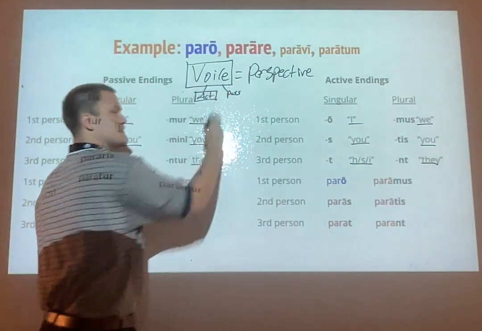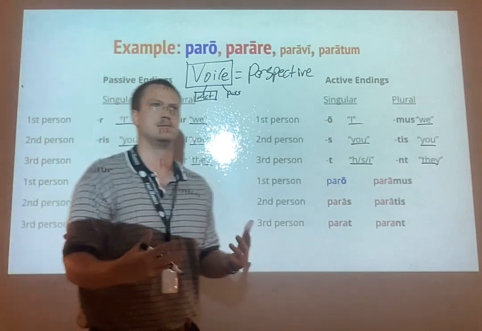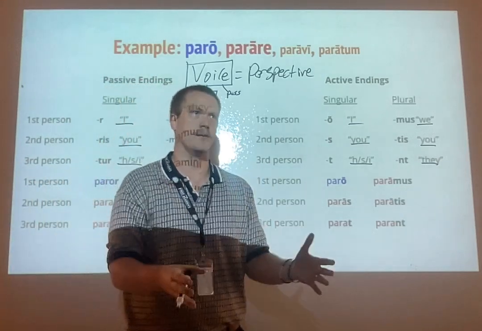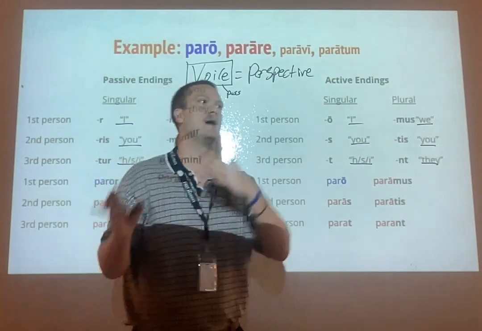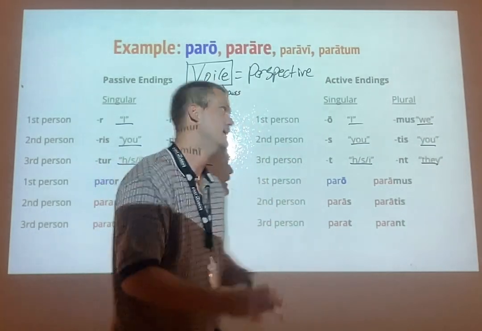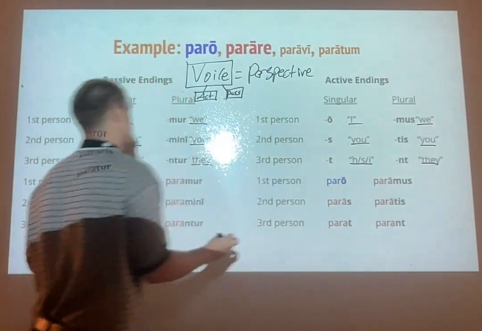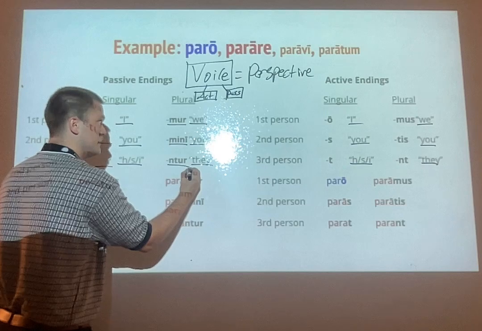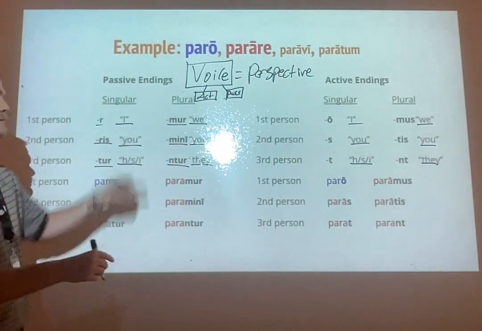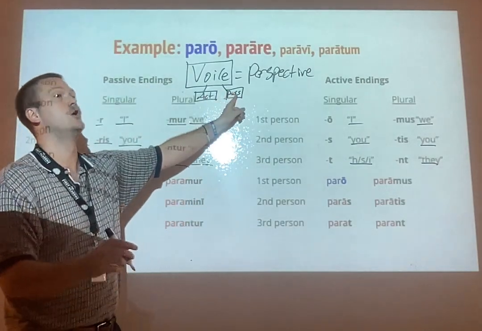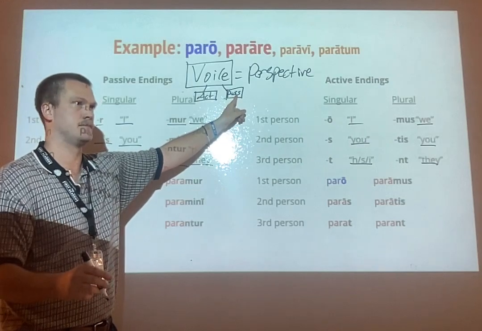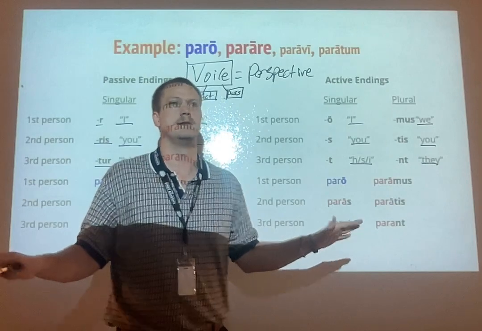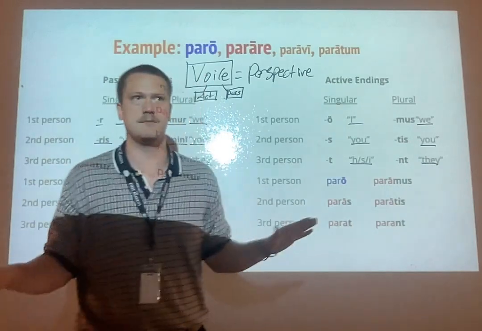Active sentences have the subject noun doing what? Subject noun in an active sentence does the verb. It describes the subject noun as doing the action, as doing the verb. But a passive sentence, which has these endings, -r, -ris, -tur, -mur, -mini, -ntur, those endings at the end of a verb tell you that your sentence has the subject noun receiving the action. So these are sentences that will not have a direct object.